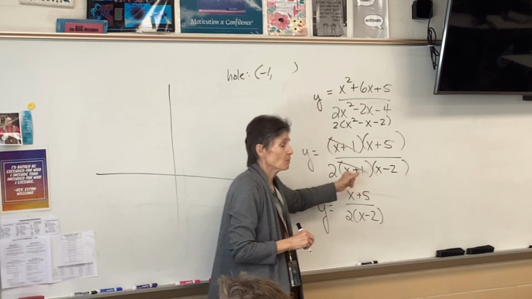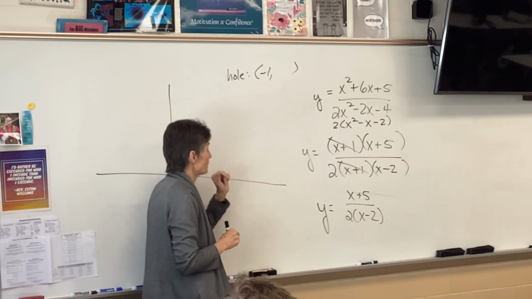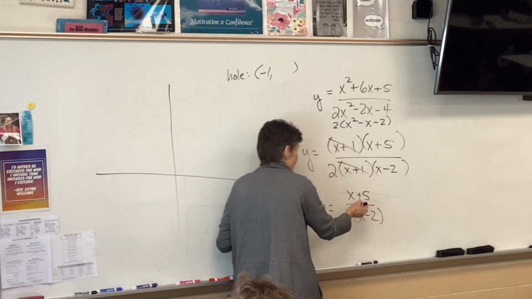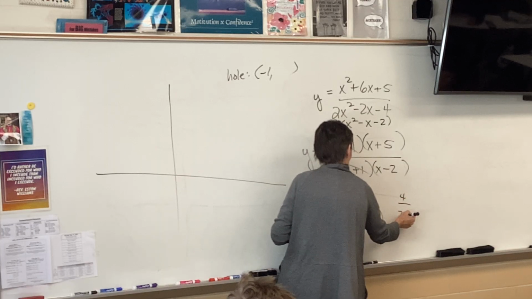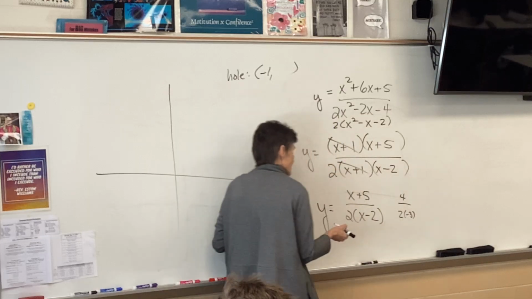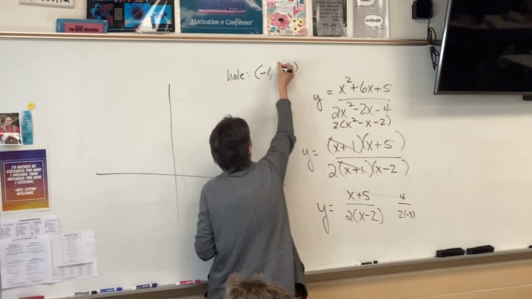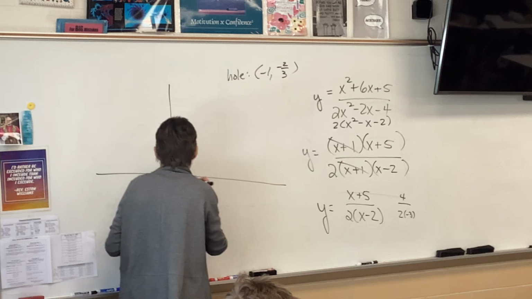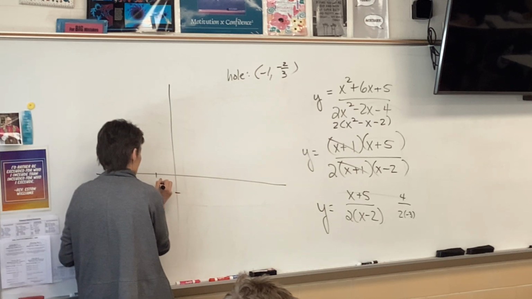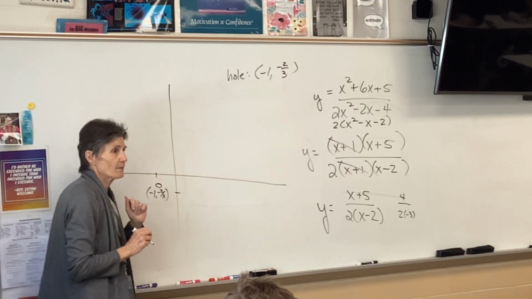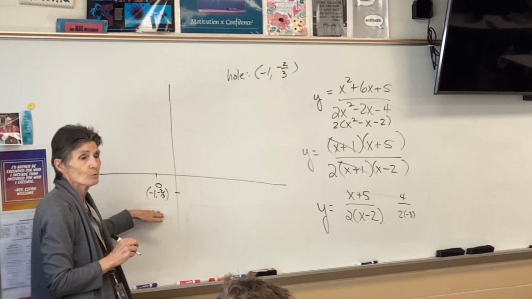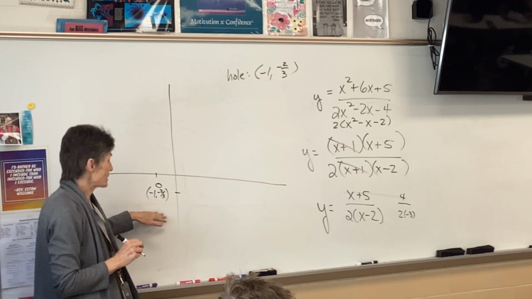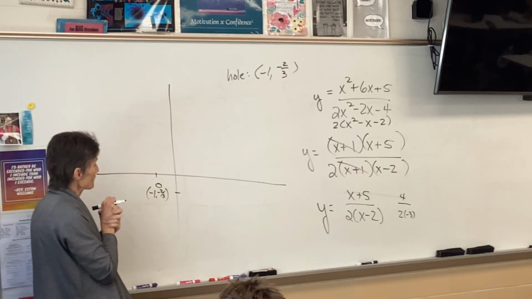How do I find the y? I need to plot that. Right in here. So if I put in -1, I'm gonna get 4 over -6. So -2/3. So I'll just put my little open dot there. Eli, the curve is gonna go through that point. So that's important, I get that in the right spot.